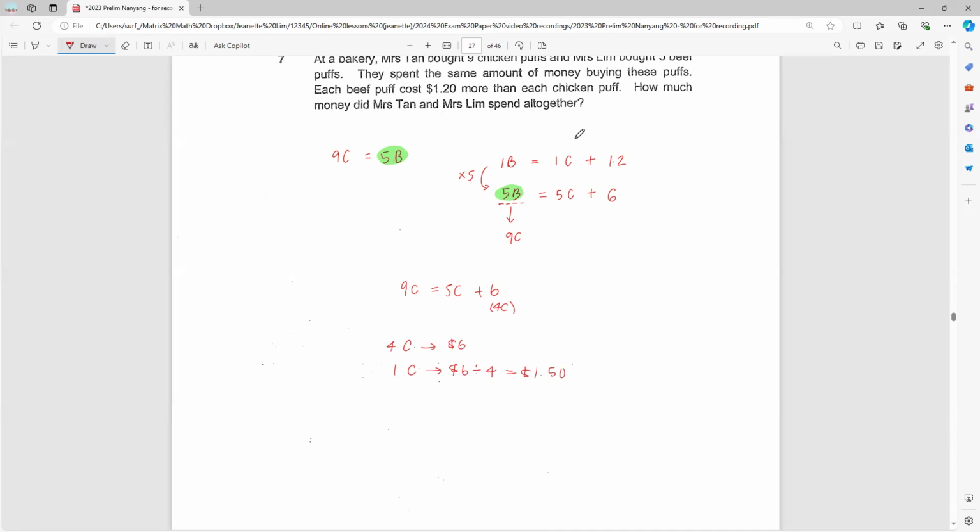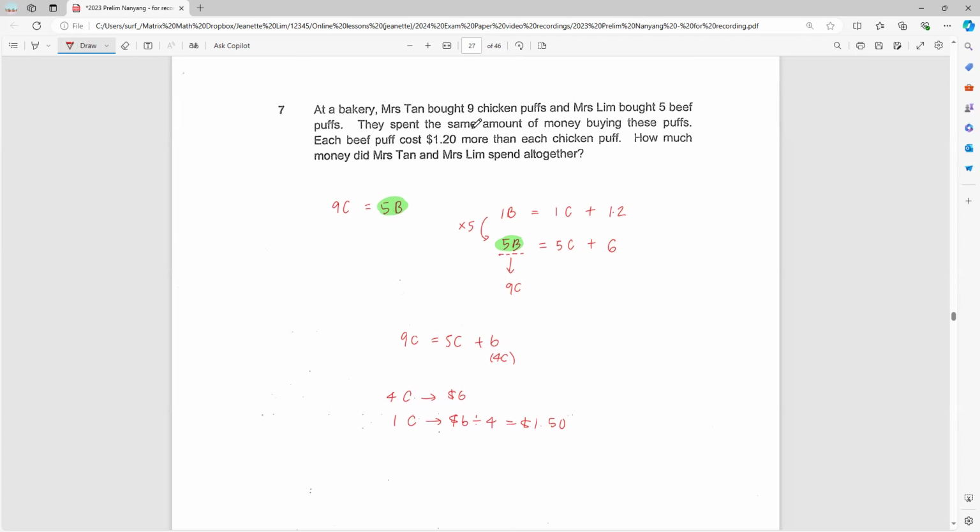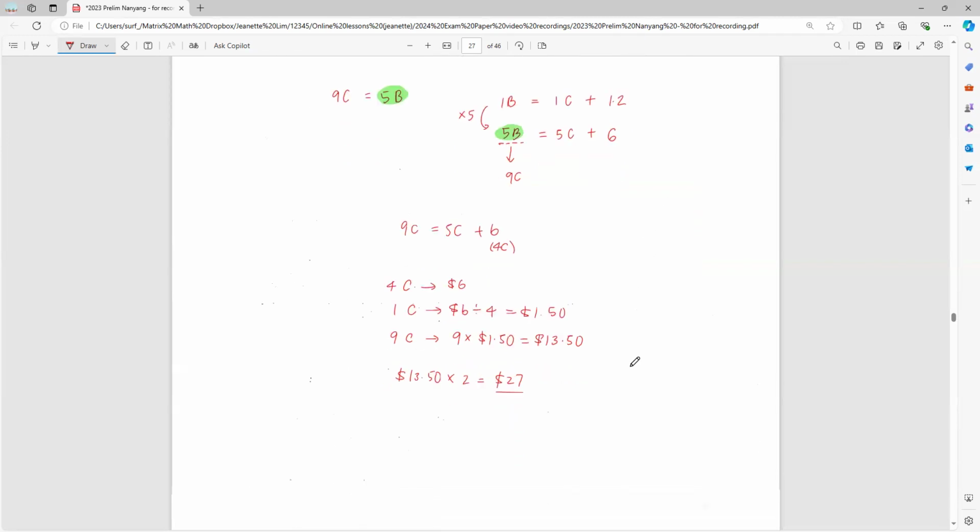A question, how much did Mrs. Tan and Mrs. Lim spend altogether? They spend the same amount of money, right? So with chicken puffs, you can just find what Mrs. Tan bought, which is 9 chicken puffs. So since this is what she spent and they actually spend the same amount of money, the amount spent altogether, you can just times 2. So answer $27.